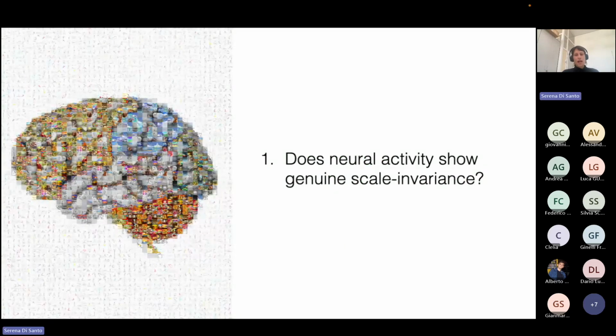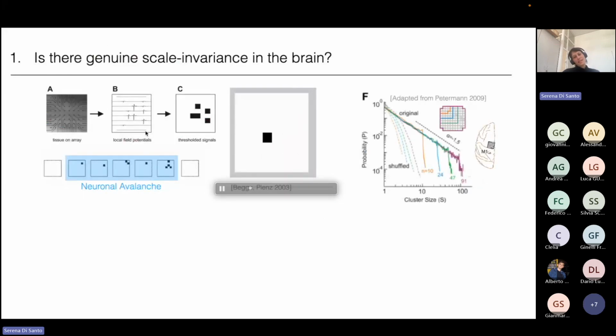Okay, so the first question that we're going to ask is, does neural activity show genuine scaling invariance? For the last 20 years or so, people have been asking this question and mainly addressing it by analyzing neuronal avalanches, which are these cascades of events interspersed with periods of silence. And the claim is that if one measures the statistics of the sizes and durations of these events, one finds power laws that are just a signature of scaling invariance with some degree of finite size scaling.